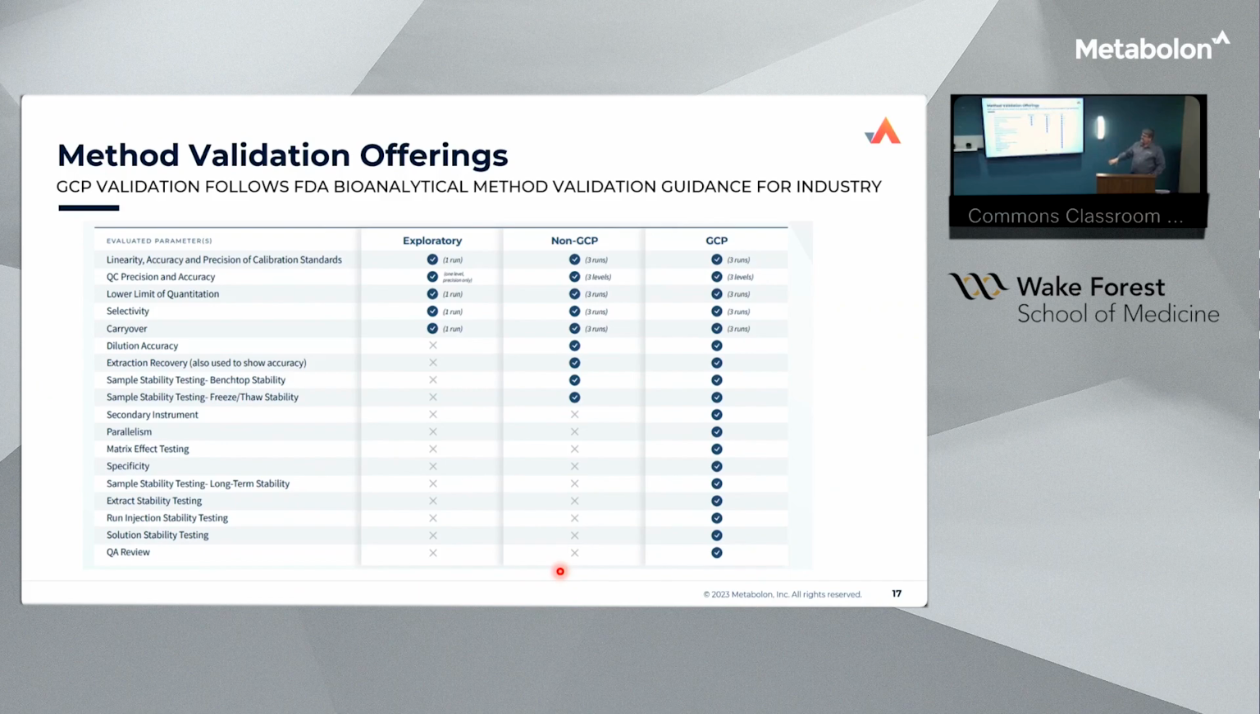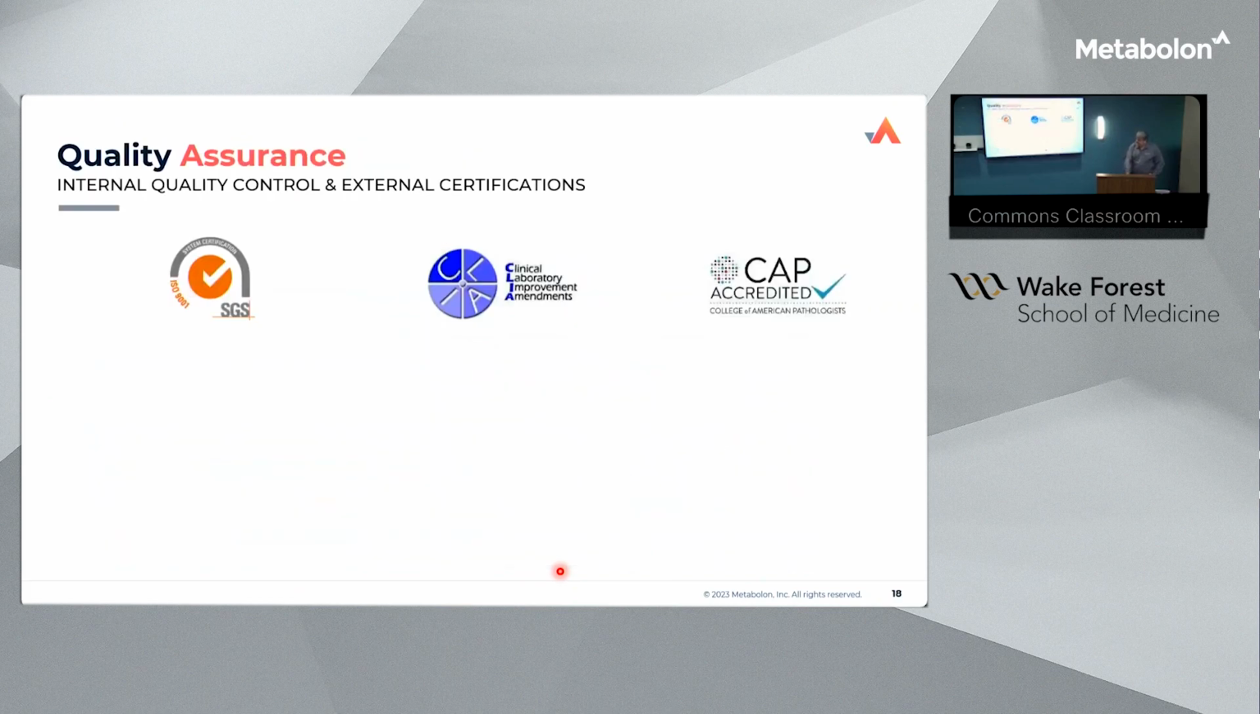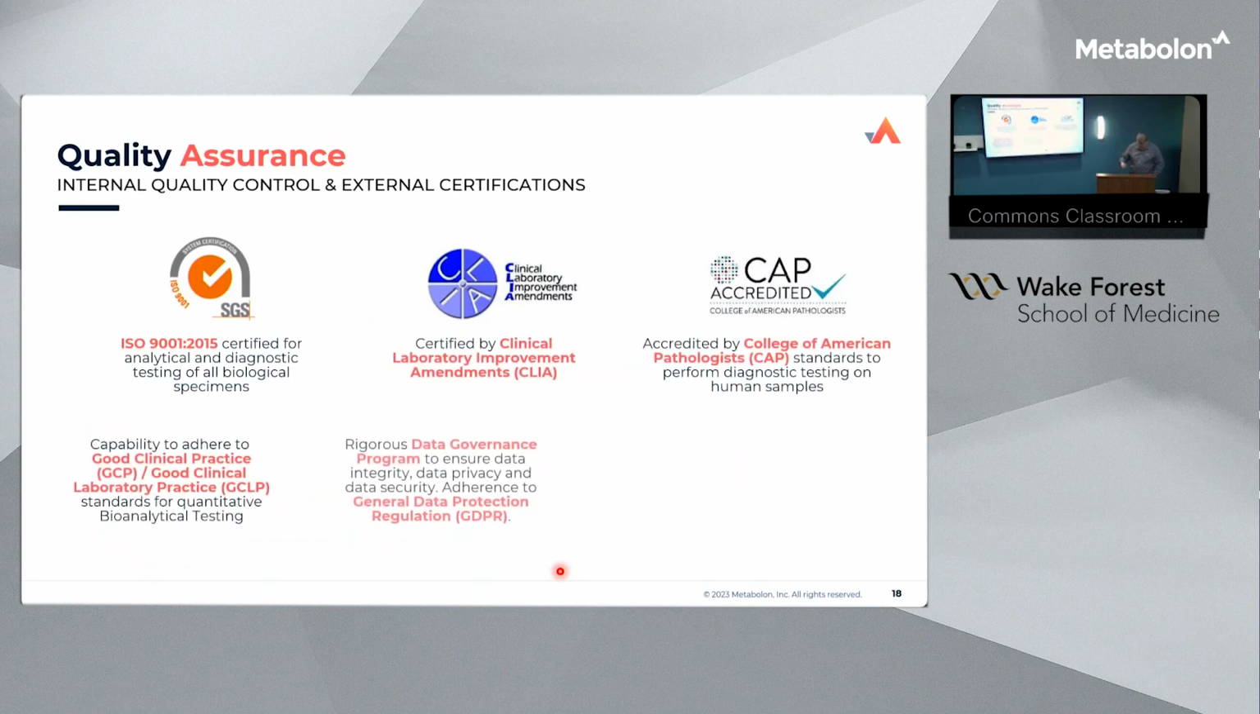And so we have different levels of validation as well. So depending on the need, again, exploratory, non-GCP, or what we call RUO, and GCP as well. So adhering to all those different levels as required for these validation standards. And this is all done under quite a few certifications and accreditations. Quite important, especially when you're working with human samples. We adhere to all of these and provide the necessary quality of data to be able to offer this.